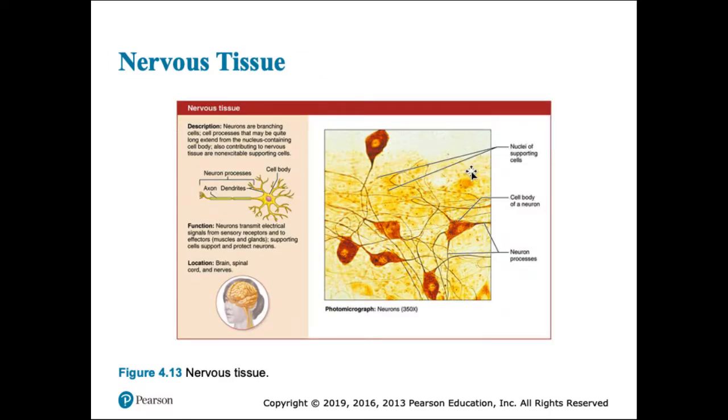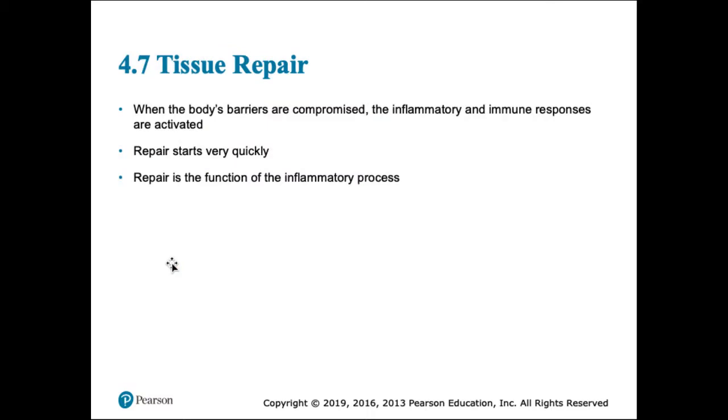You can see the nuclei of some supporting cells. You actually see the body of a neuron here and neuron processes. Of course, the location is brain, spinal cord, nerves. It transmits electrical signals from receptors to effectors, things like muscles and glands and other supporting cells. And so those function to send signals. They are branching cells, so it's a really interesting cell type, which we'll get to this semester.